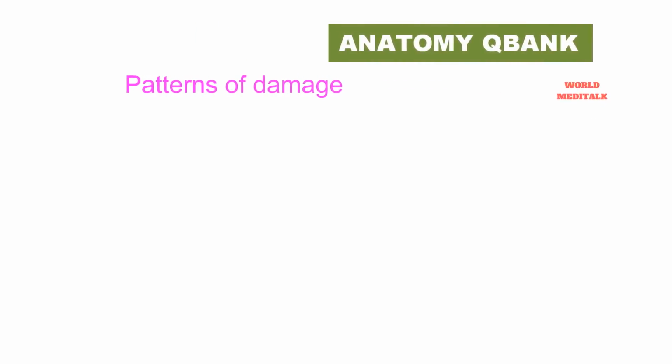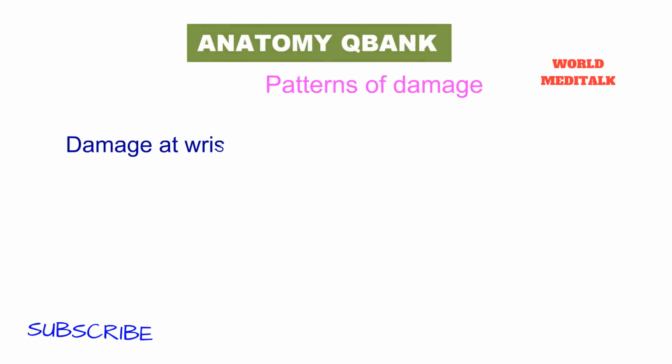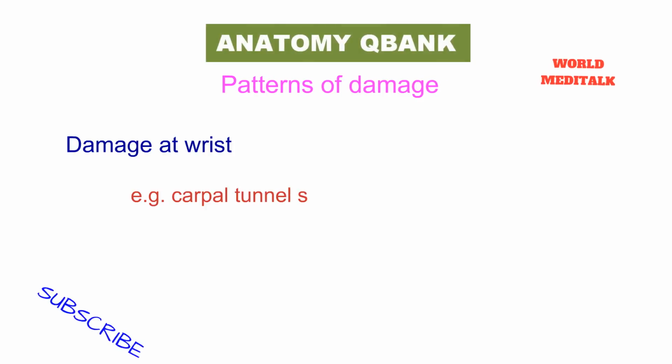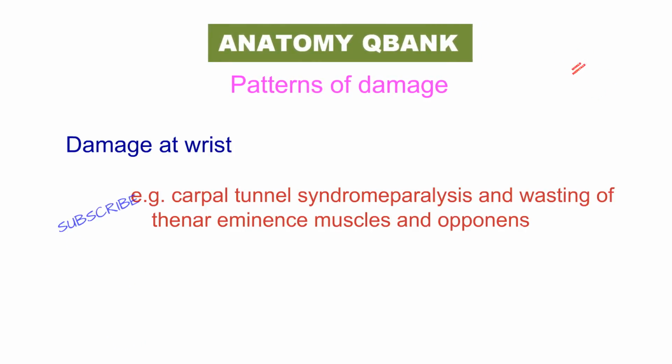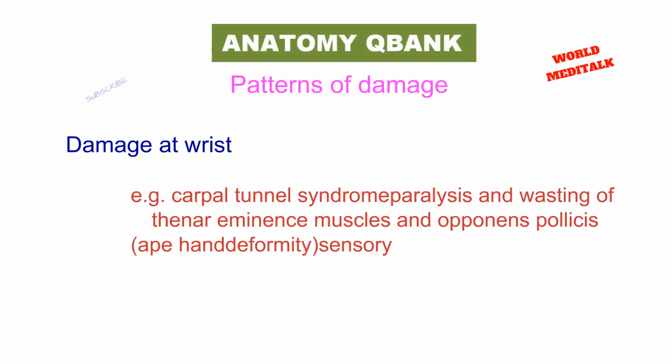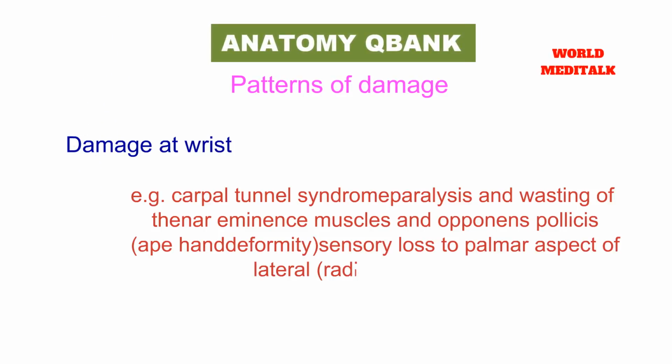Now let's talk about the pattern of damage. Damage at the wrist will cause carpal tunnel syndrome. Paralysis and wasting of the thenar eminence muscles and opponens pollicis will cause ape hand deformity. Sensory loss to the palmar aspect of the lateral 2.5 fingers.